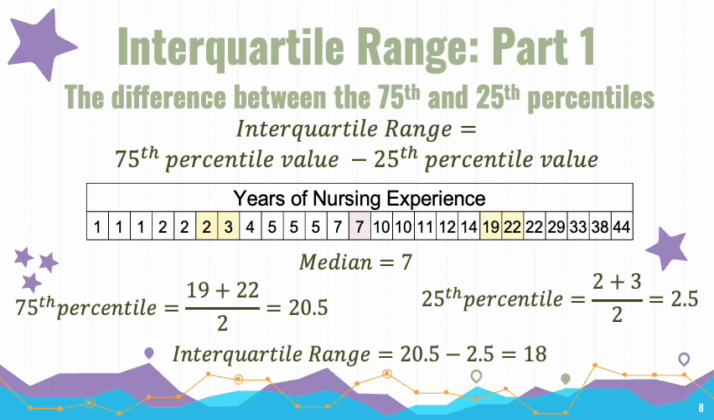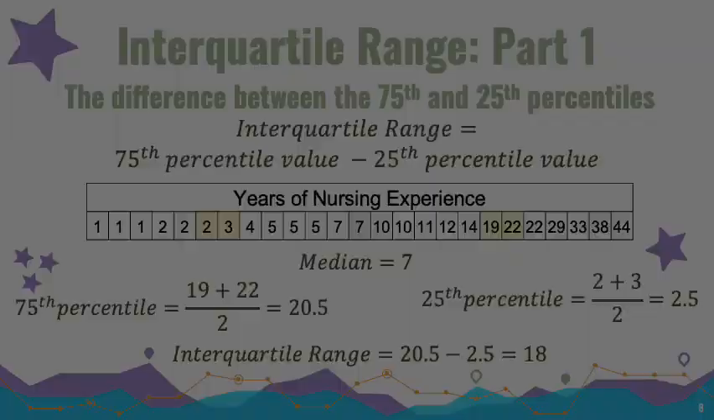If you remember, our range from our smallest to our largest was 44 minus 1, which is 43. Our interquartile range, which is where the middle 50% of our data values fall, is 18. Or in other words, the middle 50% of our data values will fall between 2.5 and 20.5 years of experience.